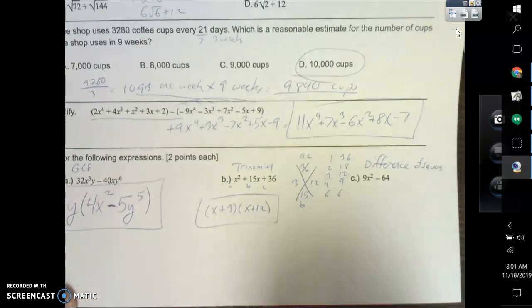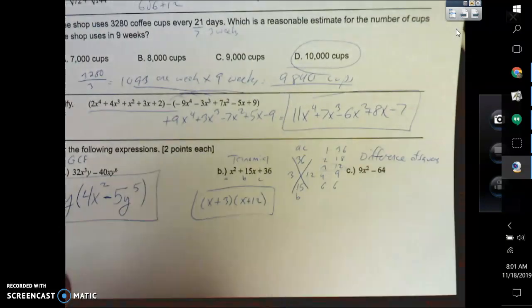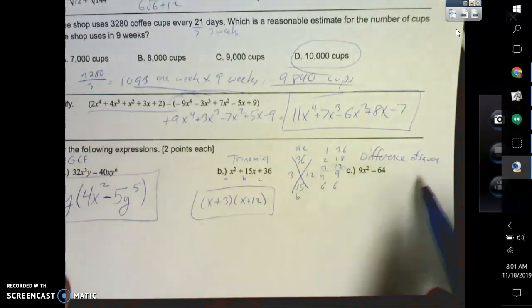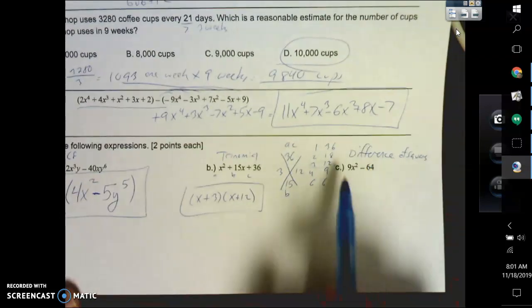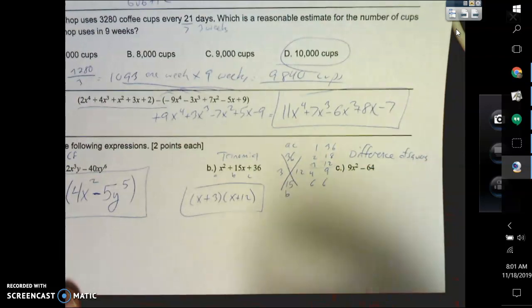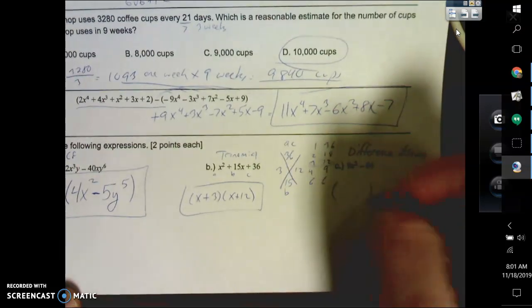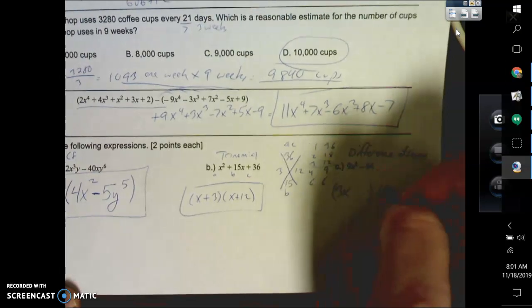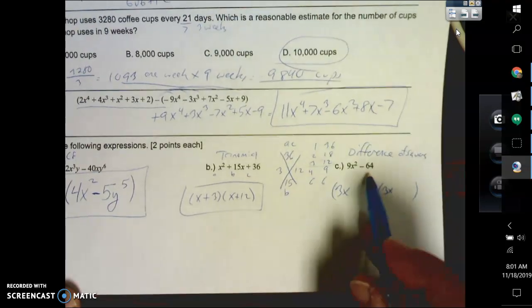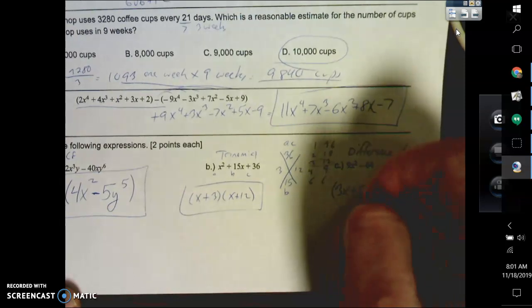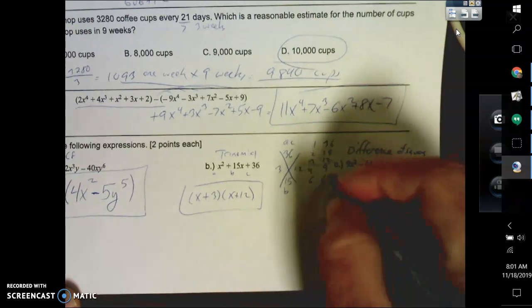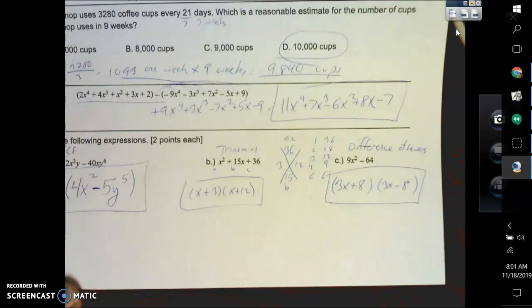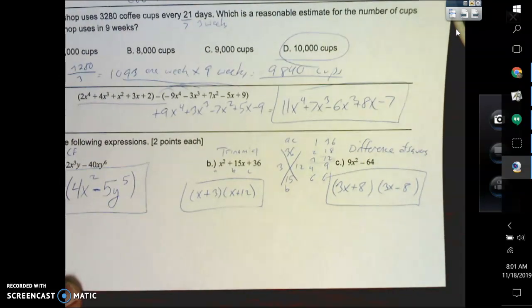This last one, okay, nothing goes into 9 or 64 to take out GCF. I only have an x squared, I don't have an x over there. But what's special about the numbers 9 and 64? They're perfect squares. My favorite problem of all time. Square root of 9 is 3, 3x, 3x. Square root of 64 is 8, plus 8, minus 8. You're done. Let that one be easy. It's not bad at all.